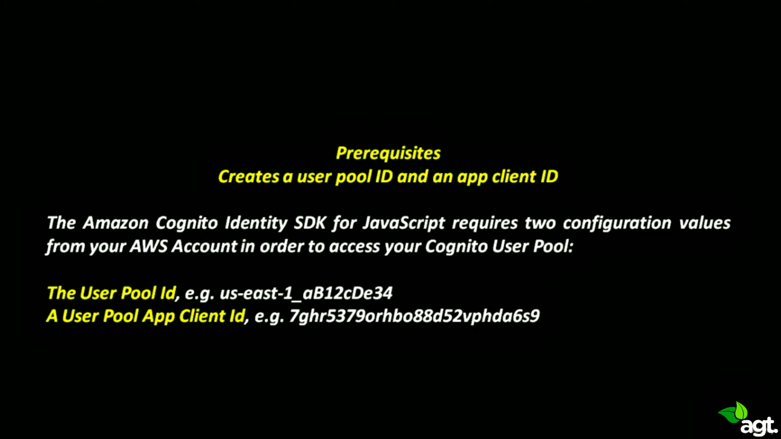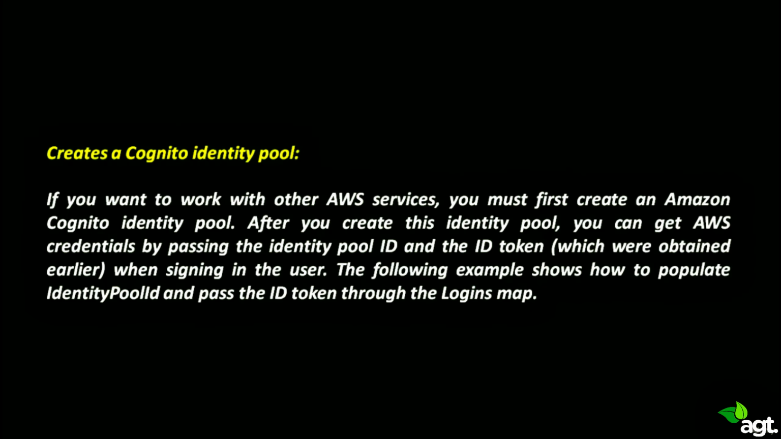That may be the user pool ID example, some of the code, for example, I have given here, and the user pool application called client ID, like this example. So what about creating the Cognito identity pool? If you want to work with other AWS services, you must first create an Amazon Cognito identity pool. After you create this identity pool, you can get AWS credentials by passing the identity pool ID and the ID token, which were obtained earlier when signing in the user.